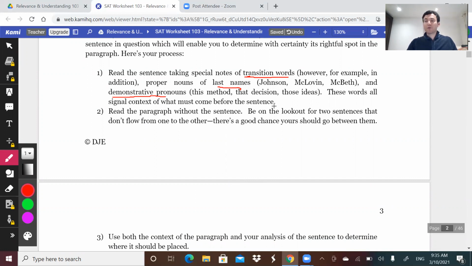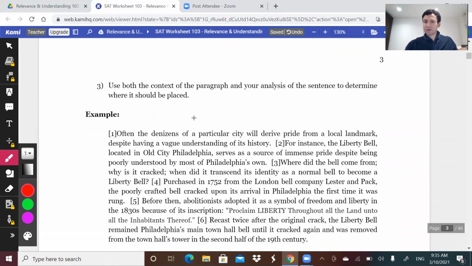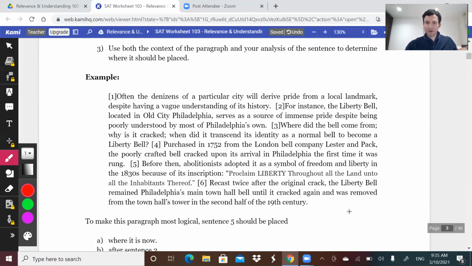A transition word like "on the other hand," you have to say, okay, it's shifting and comparing to something that came before. But you want to really read the sentence carefully to be able to pinpoint what's going to allow you to place it. What you'll do after you read the sentence is start to read the paragraph and look for where it belongs. And if you get 2 sentences that don't necessarily flow, that can be an indication that the sentence you need to place should go in between them. Anyway, I think it's going to make a lot more sense if we look at this example here.